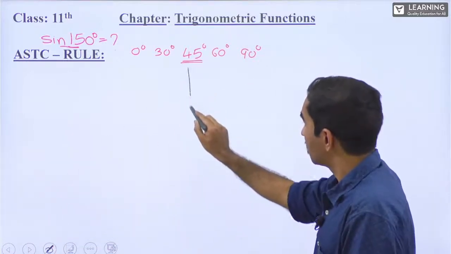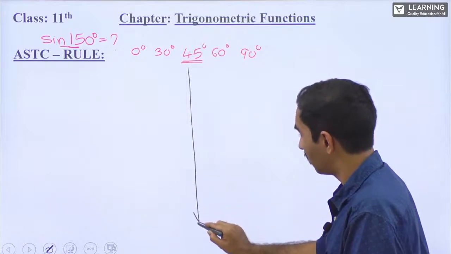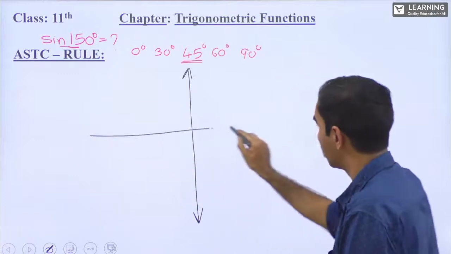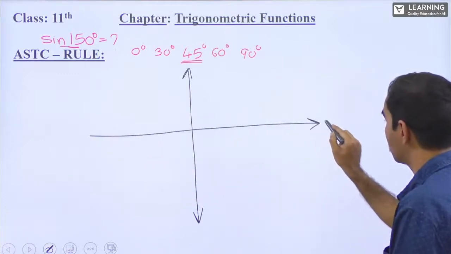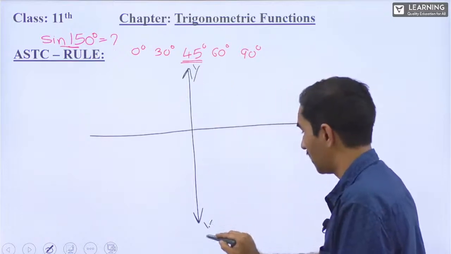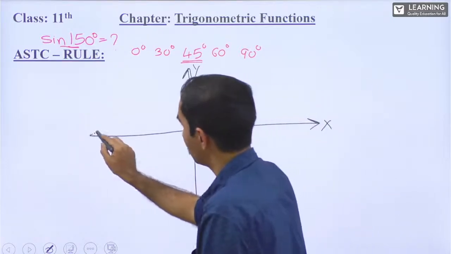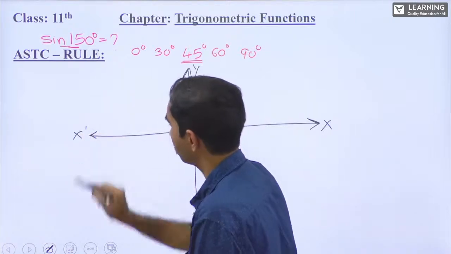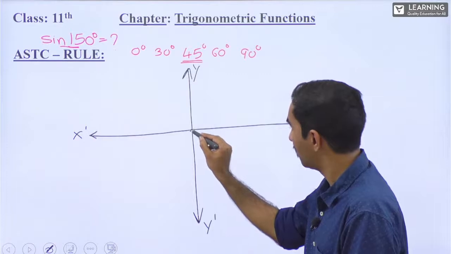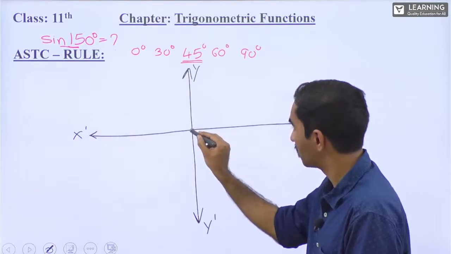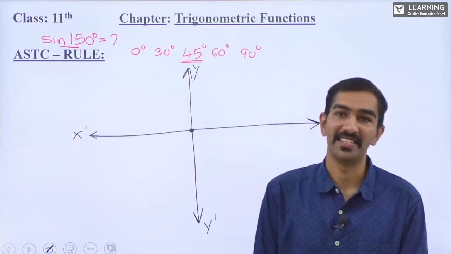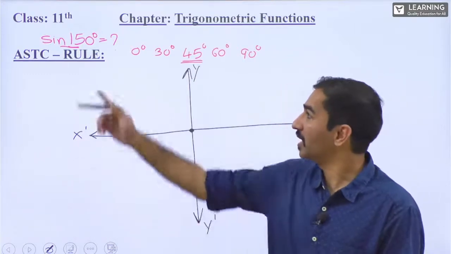Before we start with the ASTC rule, the basic things. We'll change the color first of all. We'll draw the y-axis, a vertical line, and a horizontal line, the x-axis. So this is x, this is y dash, and this is x dash. The intersection of both the axes, this point, is called the origin. What is the coordinate of that point? 0, 0.